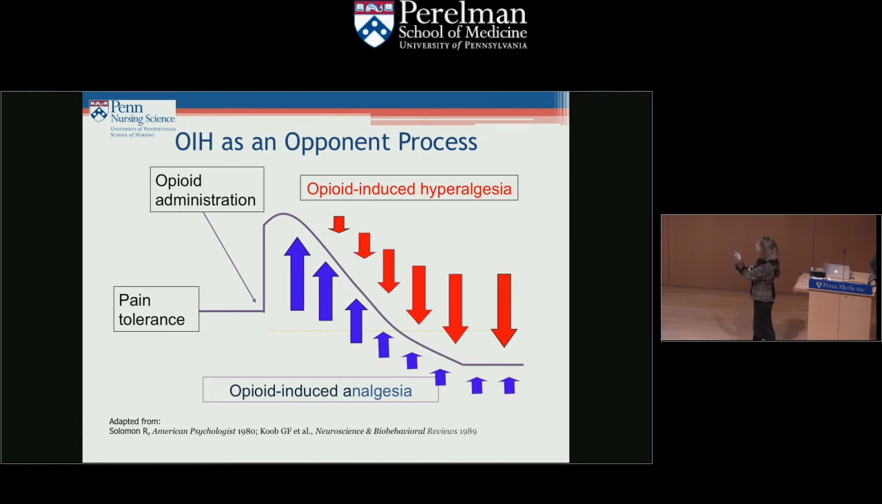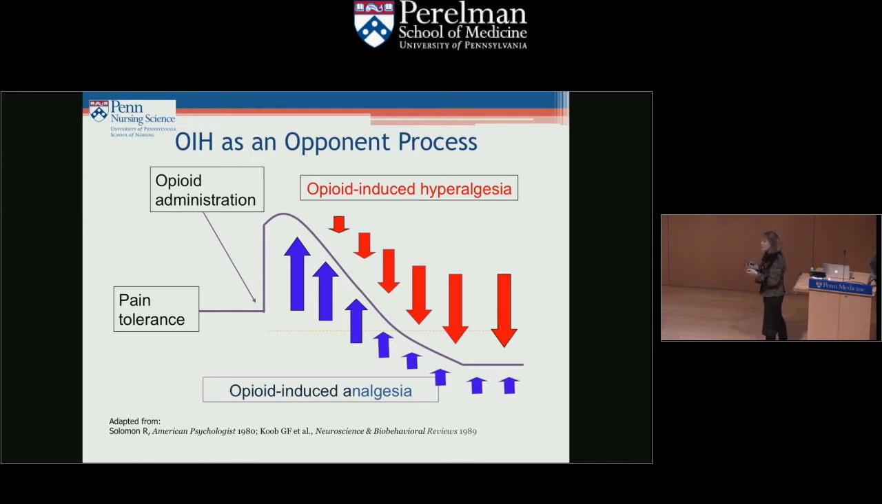But as that increase in pain tolerance occurs, there's an opponent process that's kicked in, the opioid-induced hyperalgesia, which over time opposes that, and over time becomes the stronger of the two responses, so that patients are no longer getting analgesia from the opioid that's provided, but are now actually in an allostatic hyperalgesic state.